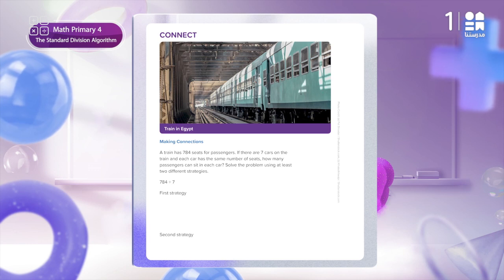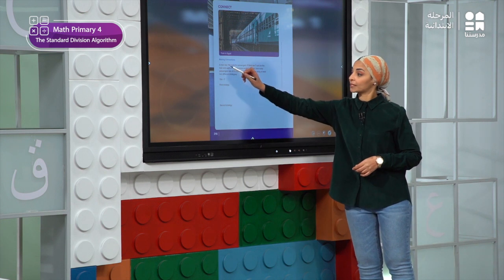And now, as you see here in the Connect part, let's solve this problem. This problem tells us that a train has 784 seats for passengers. If there are 7 cars on the train and each car has the same number of seats, the question is asking: how many passengers can sit in each car? Now solve the problem using at least 2 different strategies. I will give you some time now to solve it. When we are back, we will discuss all together your answers.